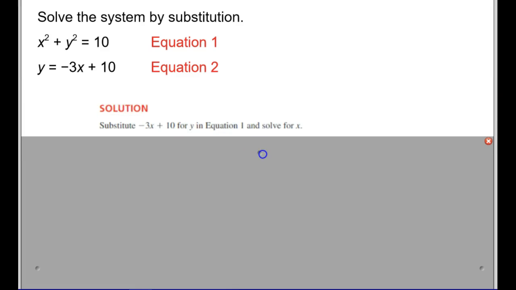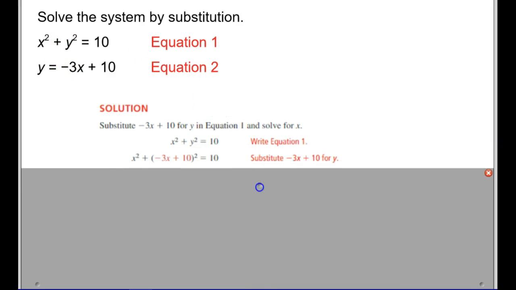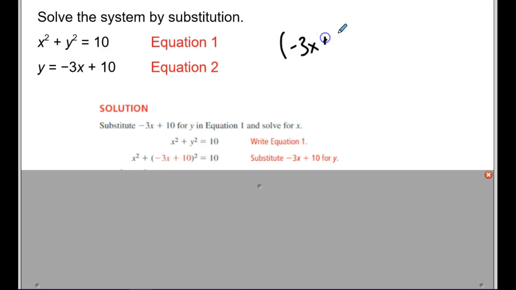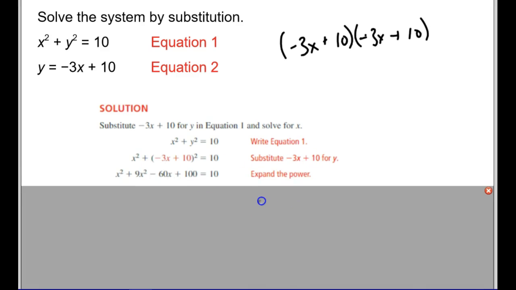Well, my second equation is already solved in terms of y, which makes it very nice and easy. So I can just plug in everything wherever I see a y in the first equation. Okay, so here I have this negative 3x plus 10 squared. That does not mean I can take this first term and square it and the second term and square it. What I have is a negative 3x plus 10 times a negative 3x plus 10. I can't forget that. I can't just distribute that. So that's where we're getting these values from.